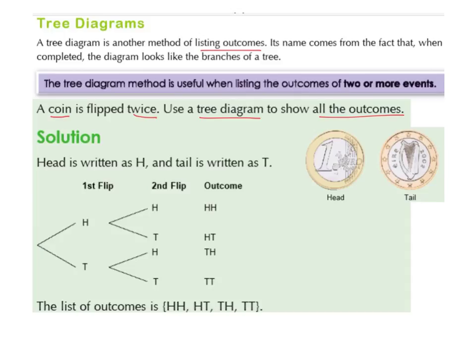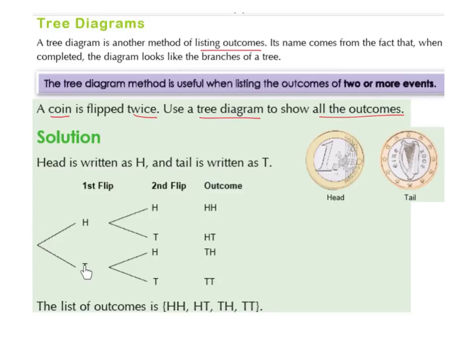The second time we flip the coin, after we got heads the first time, we could get heads the second time. So we would have got heads and heads, that would be our outcome. Heads the first time, heads the second time. Or we could have got heads and tails. So heads the first time, tails the second time.